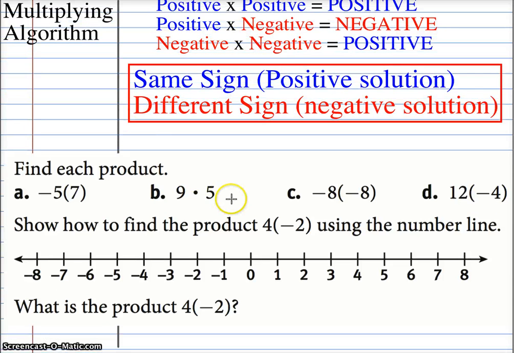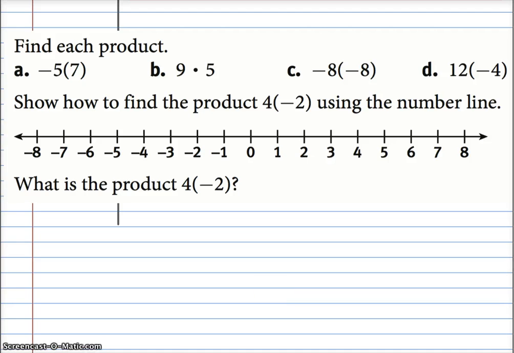Okay, here are some practice questions that I'm going to walk you through. So these should end up in your notebook as well. Number A says negative 5 times 7. So here's my negative 5, and then times positive 7. Again, different signs, negative solution. 5 times 7 is 35. Okay, there's question A.